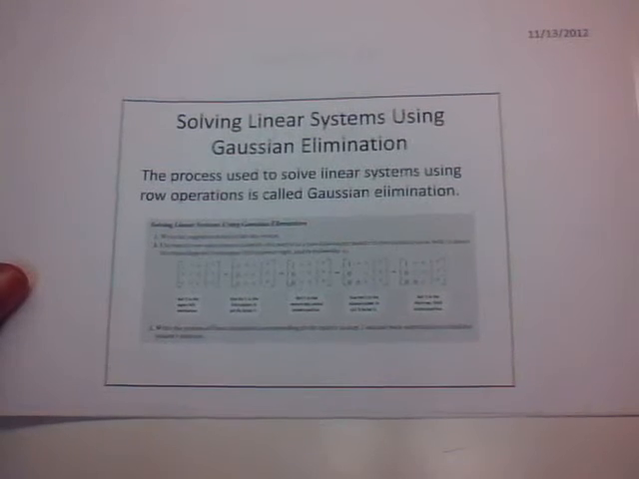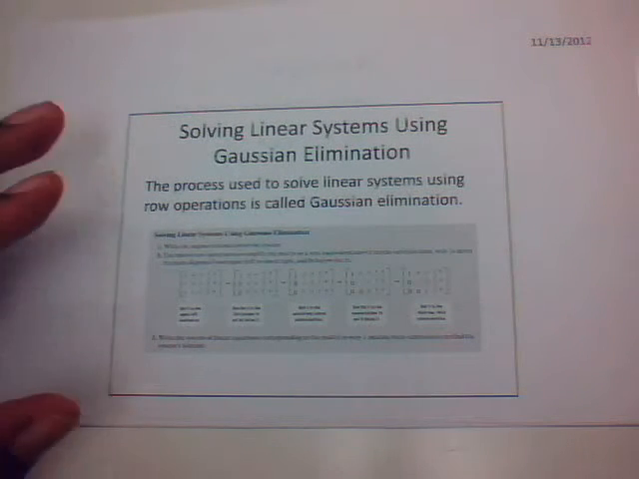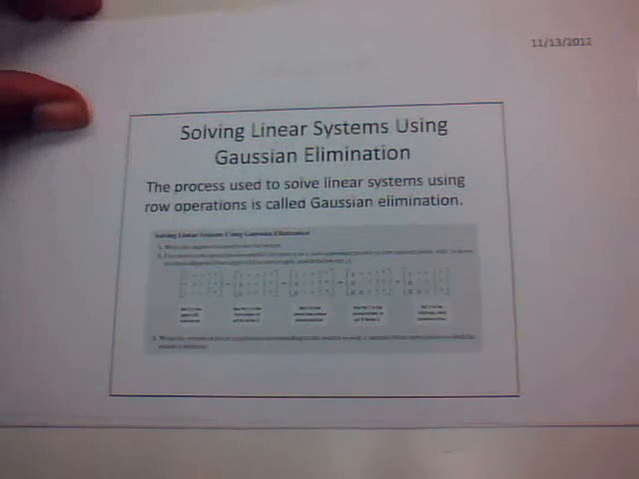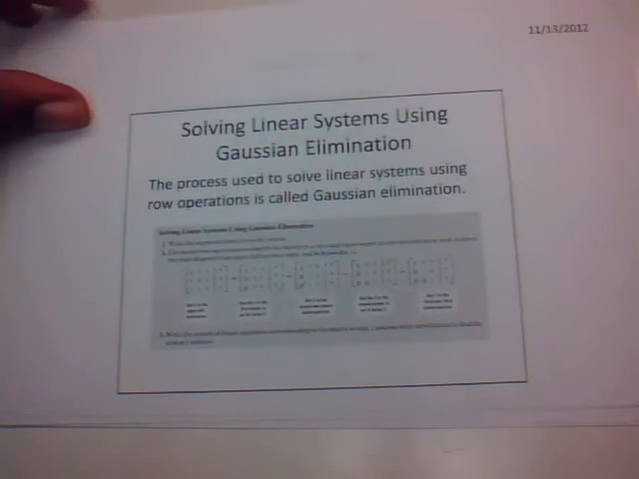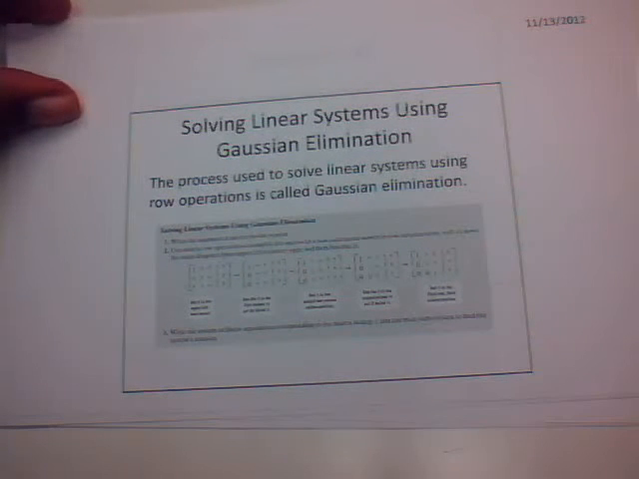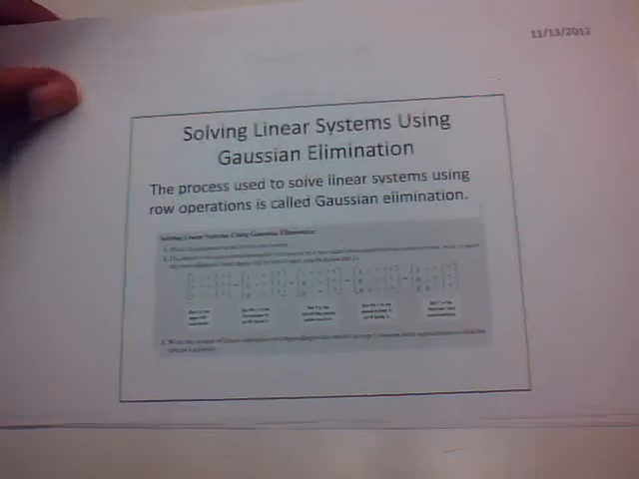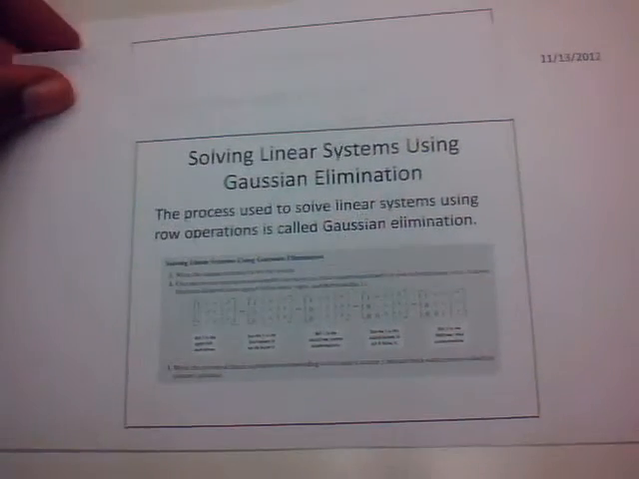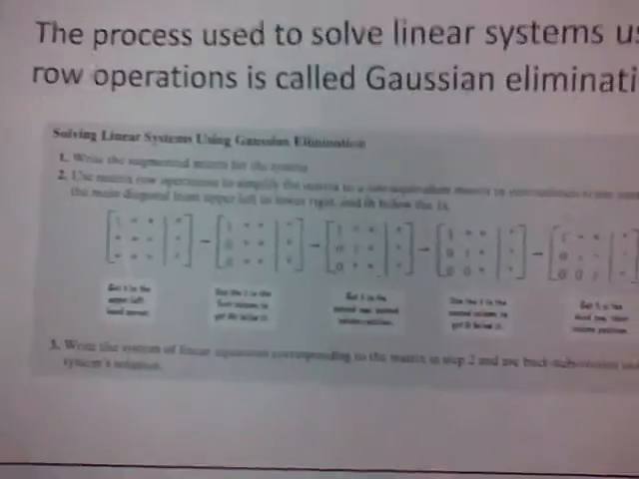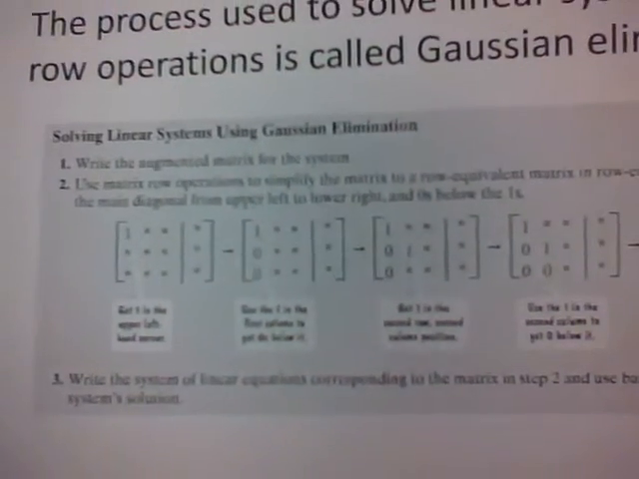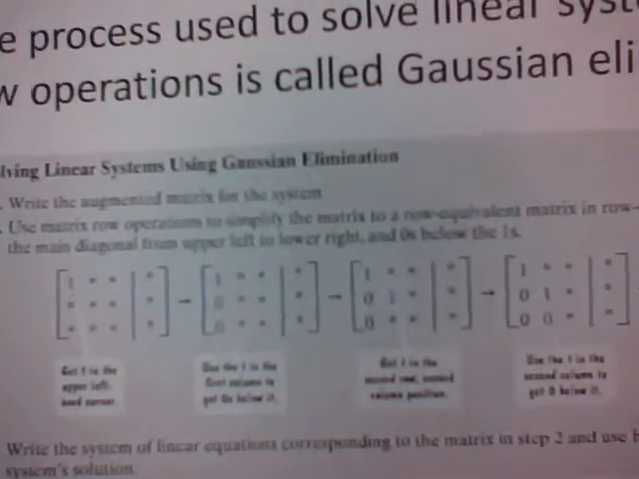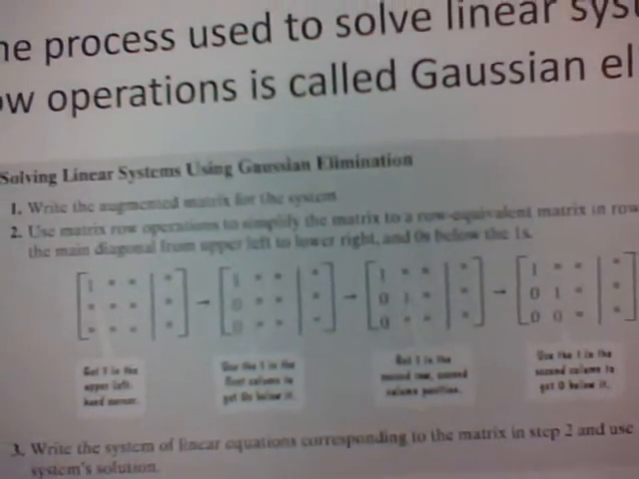solving a linear system using what they call the Gaussian elimination, and it's named after a mathematician who invented this type of method of solving a system of linear equations. And this is where we use the matrix row operations here. Okay, you first write the augmented matrix for the system. It'll be given to you as a system of linear equations. You just need to write it as an augmented matrix.